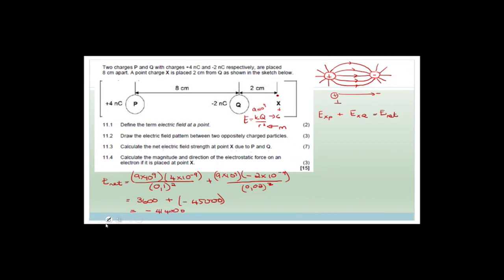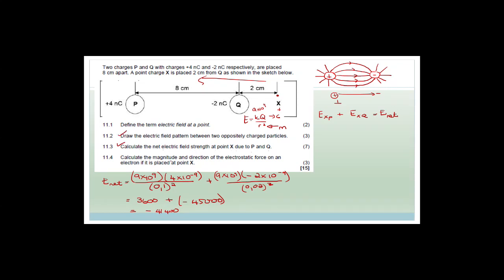It means that it's actually feeling a force, an electric field towards P. This negative means that it's feeling a pull towards P, okay? And the electric field strength is obviously in newtons per coulomb because of the units. So therefore the electric field strength is towards here, and the size is -41,400. Okay, right, now we've done that.